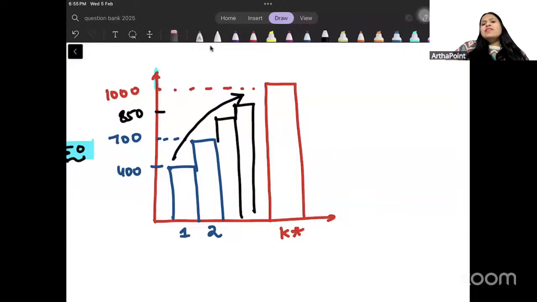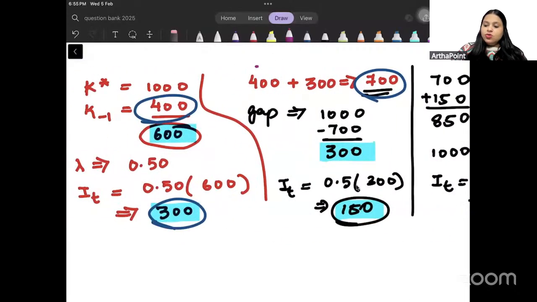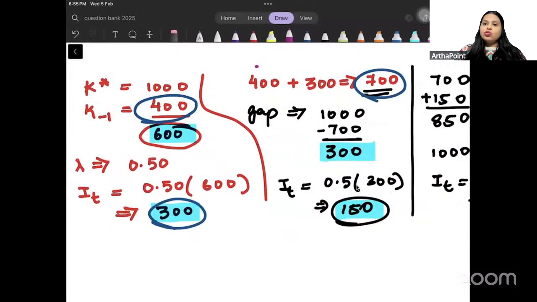Ideally, we assume this lambda to be constant. We don't assume that firms change this lambda value. We assume that lambda is constant. That's not something that firm is going to change.